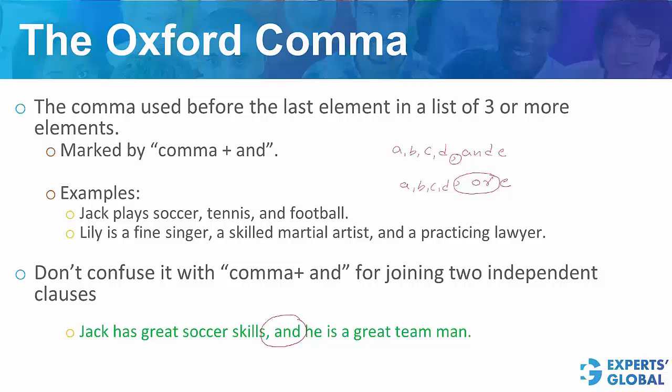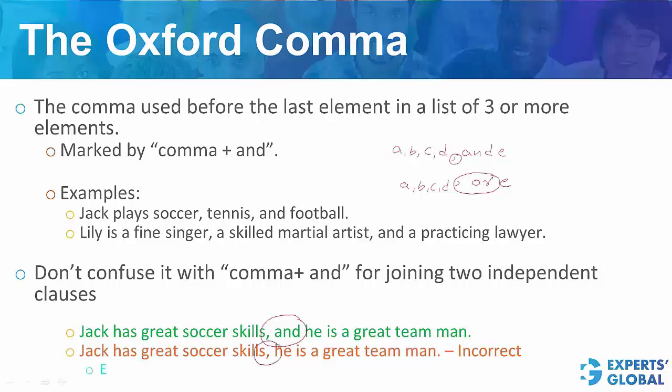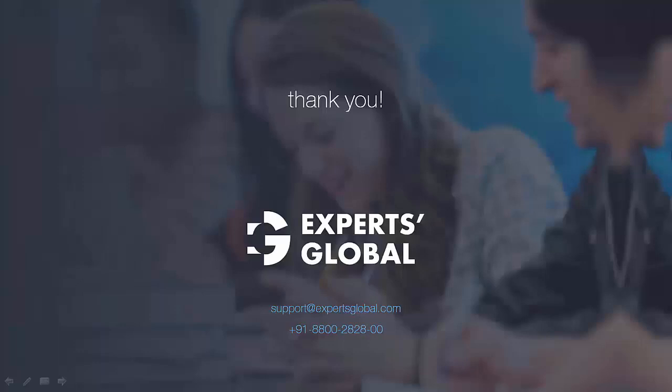Remember, a comma alone is not strong enough for joining 2 independent clauses. This second sentence here is incorrect. It suffers from the problem of comma splice. This was the concept, friends.